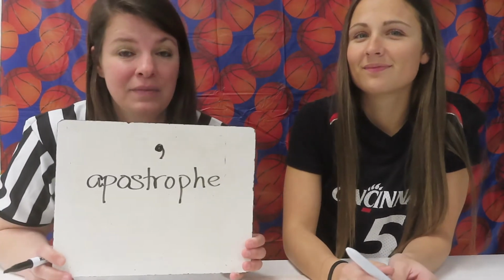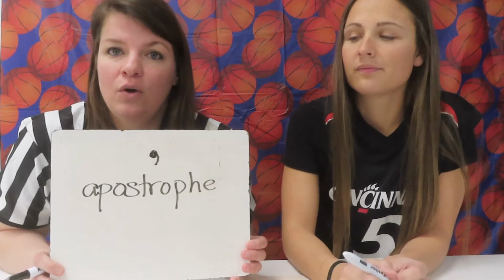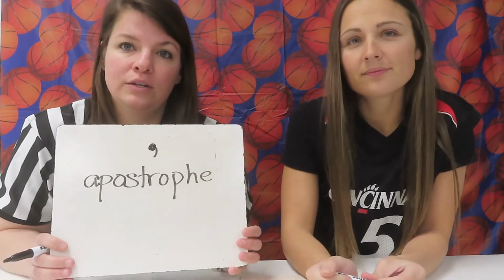So the apostrophe is kind of like a comma, except it's in the air, and you use it a little bit differently. With an apostrophe, you guys are going to use these to help make your contractions. I'm going to give you a few examples. When you're using contractions, you're taking two words and making them into one.